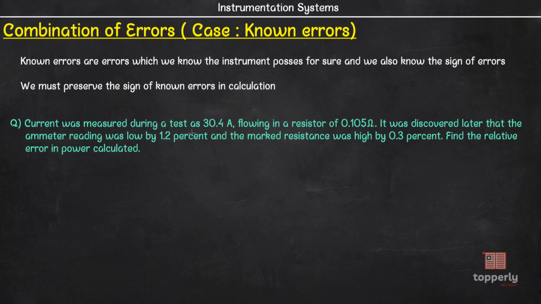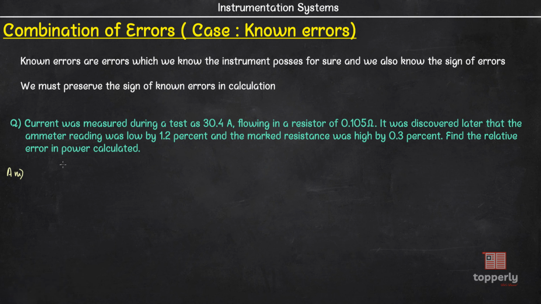Let us see an example so that you get a better idea. Current was measured during a test as 30.4 ampere flowing in a resistor of 0.105 ampere. It was discovered later that the ammeter reading was low by 1.2% and the marked resistance was high by 0.3%. Find the relative error in the power calculated.